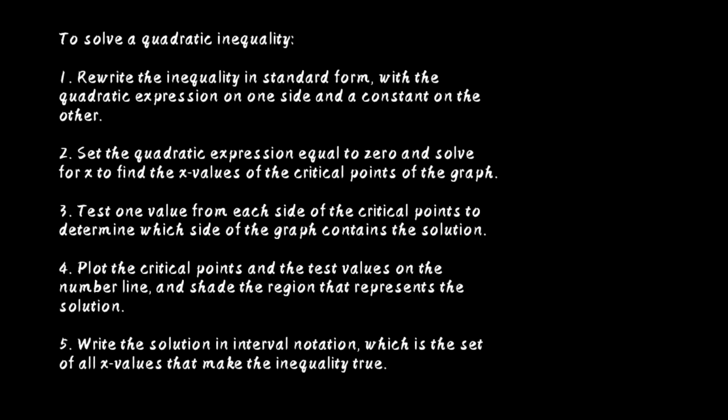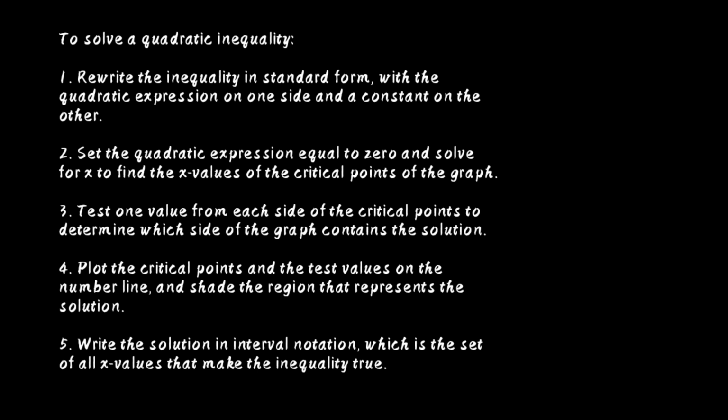To solve a quadratic inequality, first rewrite the inequality in standard form, with a quadratic expression on one side and a constant on the other. Second, set the quadratic expression equal to 0 and solve for x to find the x values of the critical points of the graph. Third, test one value from each side of the critical points to determine which side of the graph contains the solution.